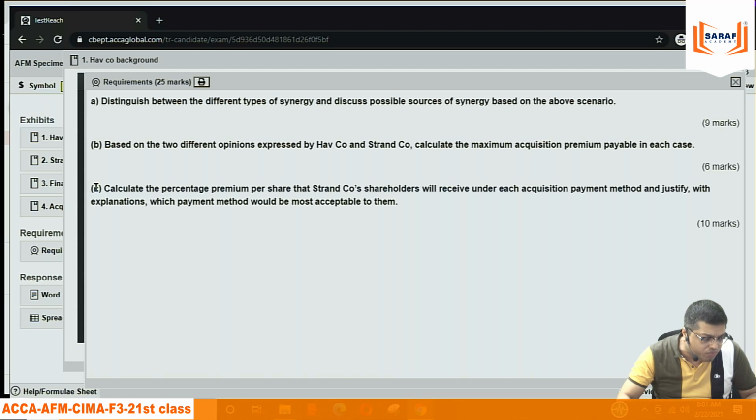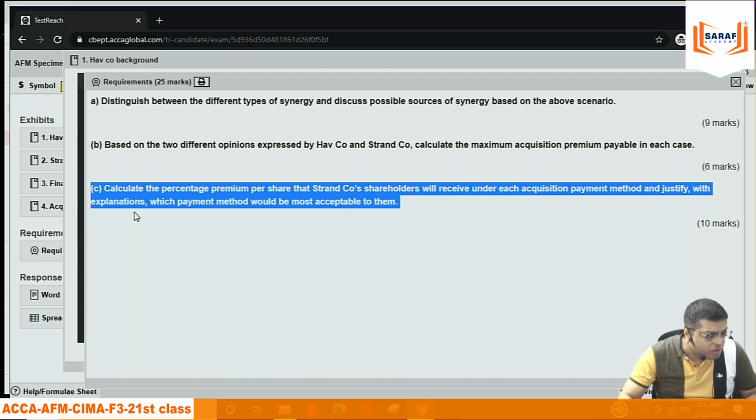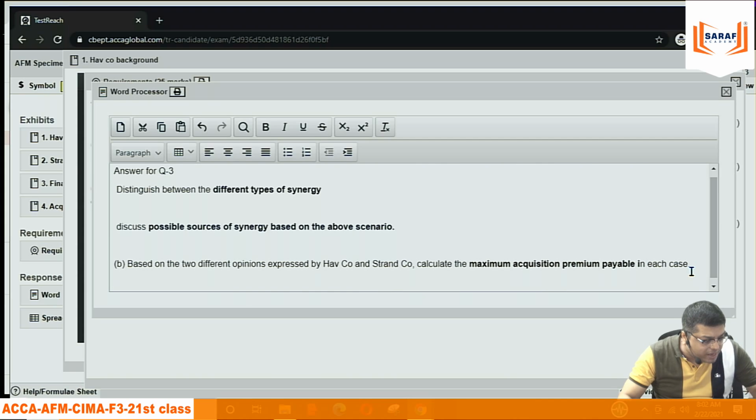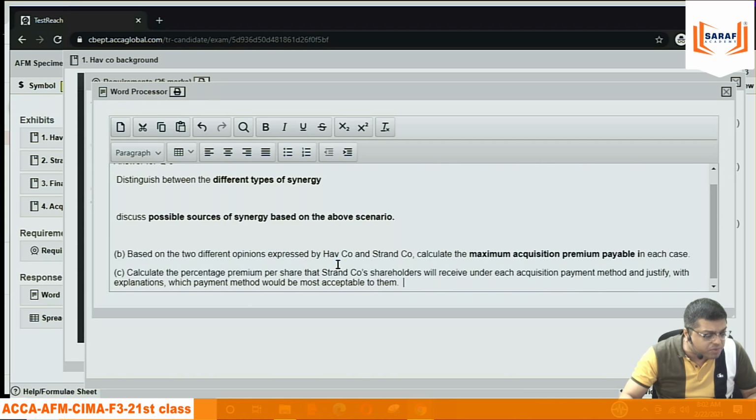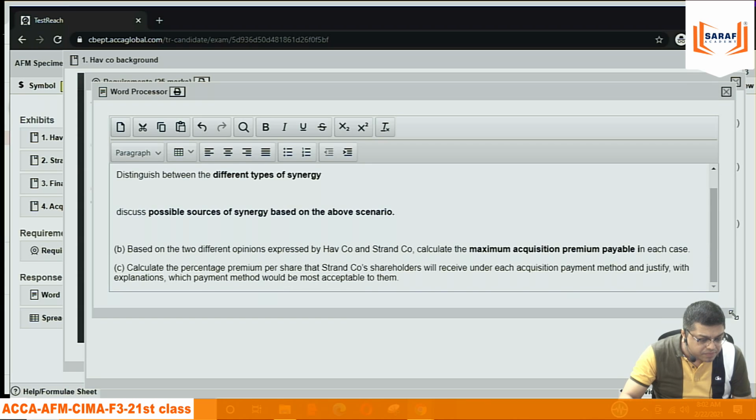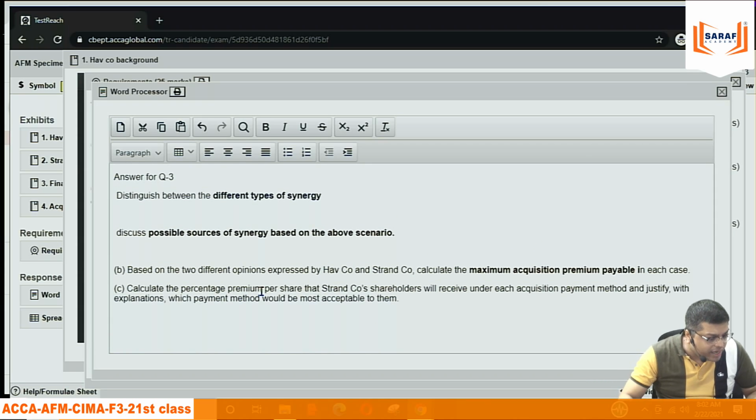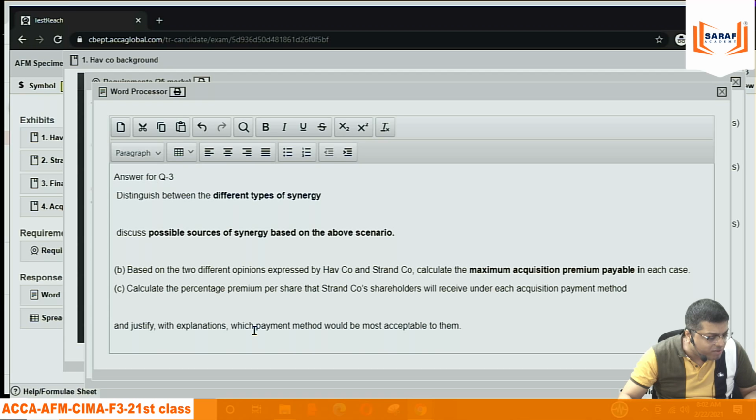Now, who is S? I don't know for the time being. With explanation, there are many parts in this question. The second one doesn't have many parts. The third one has many parts. Based on the above two options expressed, calculate the maximum premium. But this one has many parts. Calculate the percentage premium S company shareholders will receive under each payment method. And then the second part: justify with explanation which payment method would be most acceptable to them. So in part C also there are two requirements. One is the calculation and then the justification of which is better for them.